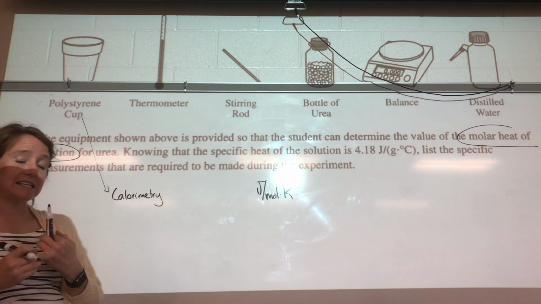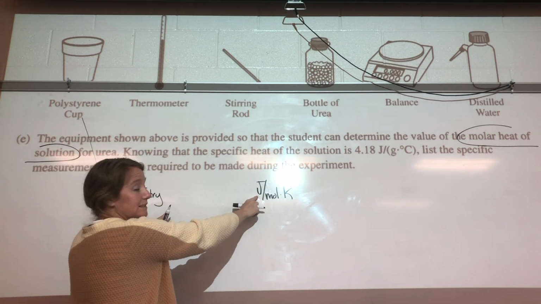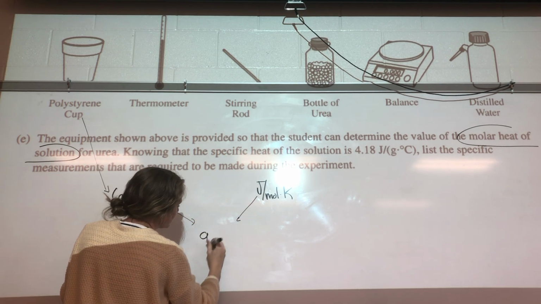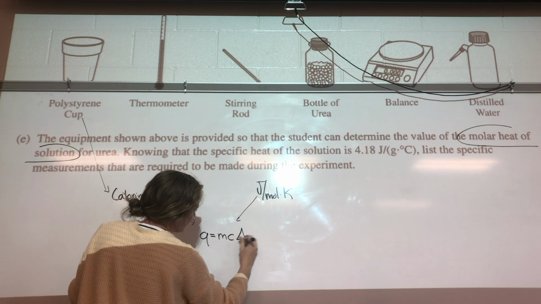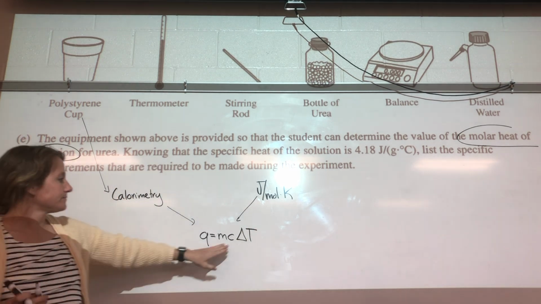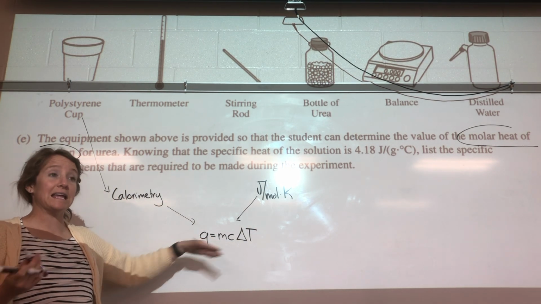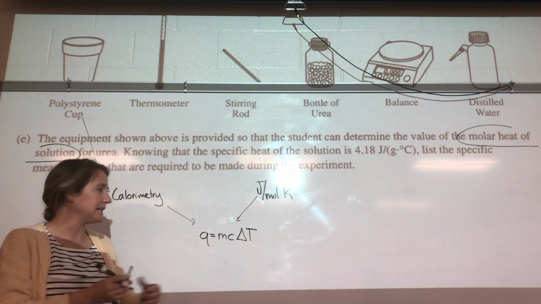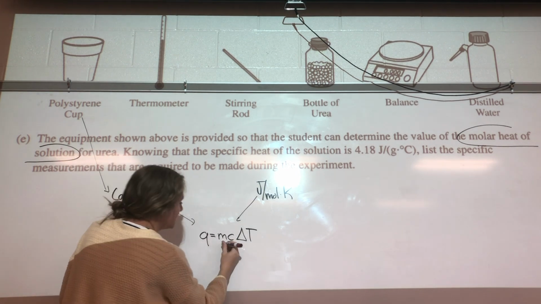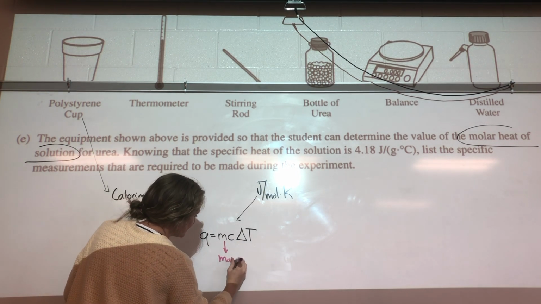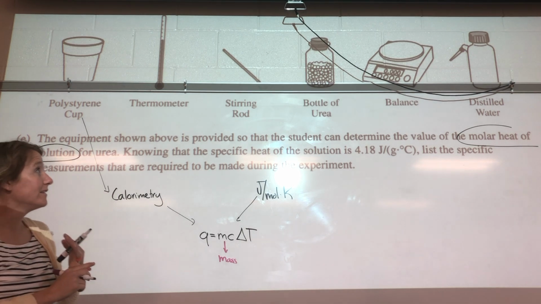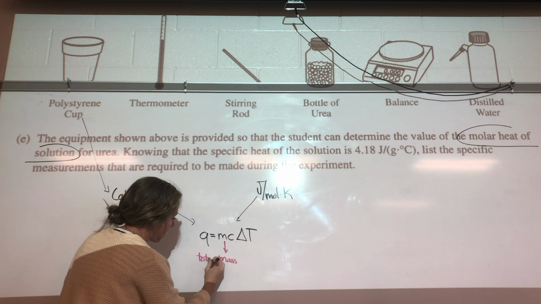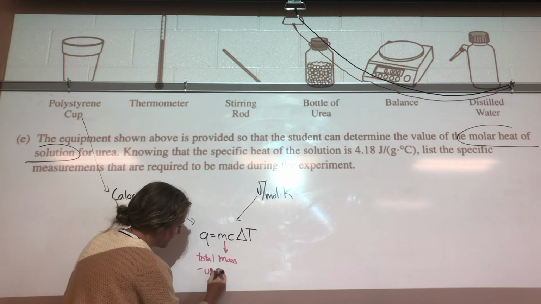Okay, now anytime you're dealing with calorimetry or finding joules, the equation that we're going to use is Q equals mC delta T. So then I would say, okay, in a lab setting, to solve for this equation, what information do I need? Well, m is mass, so we need the mass. That's why we need the mass of the urea and the mass of the water, because you have to have the mass of the total system. So that's going to be the urea plus the water.